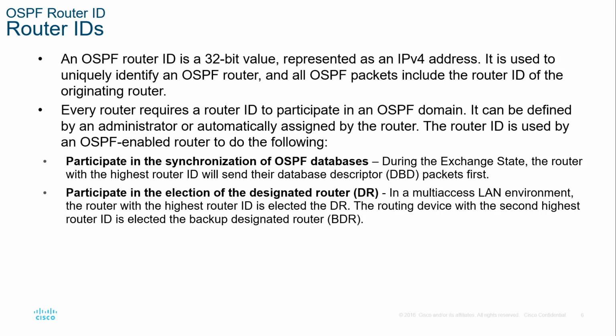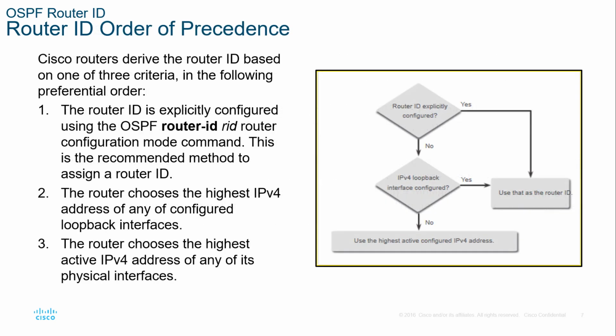Alright, so router ID order of precedence. First, the router ID is explicitly configured using the router-id command. That would allow it to go first. Second, the router will choose the highest IPv4 address of any configured loopback address. So if you don't manually configure a router ID, the router will choose the highest loopback address. If there is no router-id command issued and there's no loopback address, the third choice is that the router will choose the highest active IPv4 address of any of the physical interfaces.